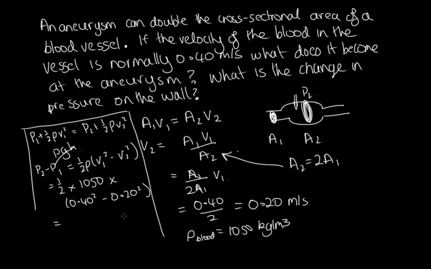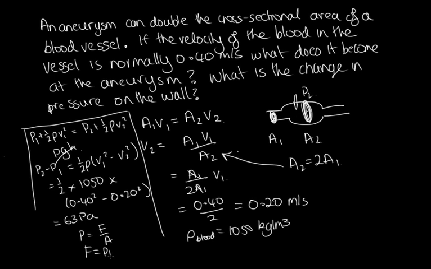So solving this on the calculator, we end up with 63 pascals. So that's the change in pressure between here and here. So it's at a higher pressure in here. And because pressure is equal to force over area, if we've got a higher pressure, then we've got a higher force exerted on those walls.